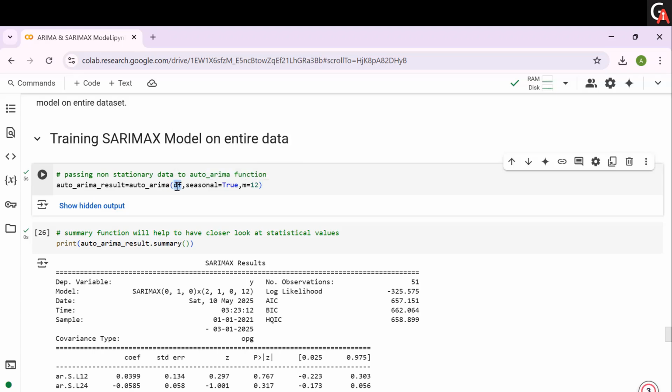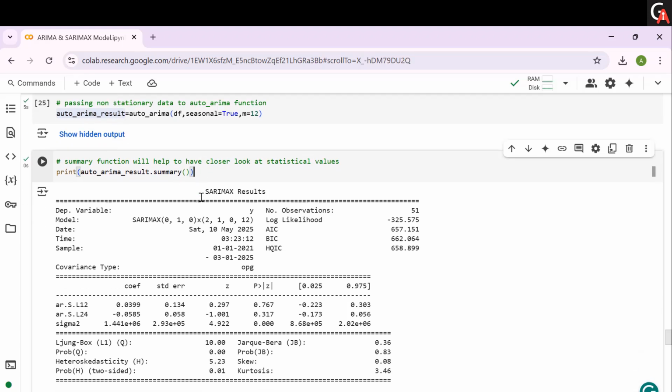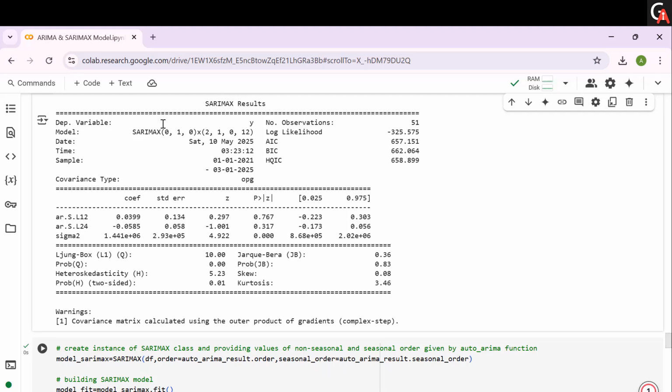I have provided the entire data frame to our ARIMA function, and seasonal equals true means our data is seasonal, and m equals 12 means the period we are trying to focus on, which is in months. I've stored it in the AutoArima result, and then we'll see the summary. Here you can see the values of the non-seasonal order and the values of the seasonal order, the corresponding lags that are dependent, and the corresponding values of the coefficients, standard errors, the z value and the p value.